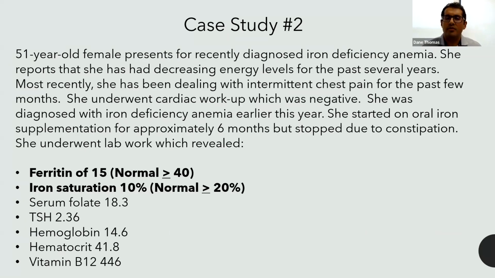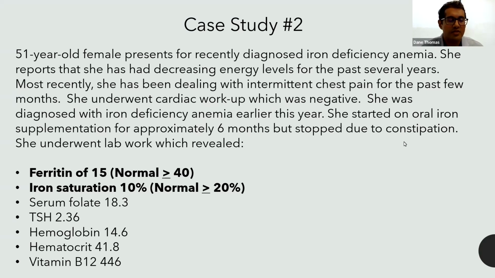So let's talk about another case study. A 51-year-old female presents with recently diagnosed iron deficiency anemia. She reports that she has had decreasing energy levels for the past several years. Most recently, she has been dealing with intermittent chest pain for the past few months. She underwent cardiac workup, which was negative. She was diagnosed with iron deficiency anemia earlier this year.